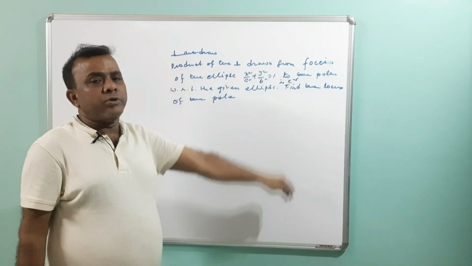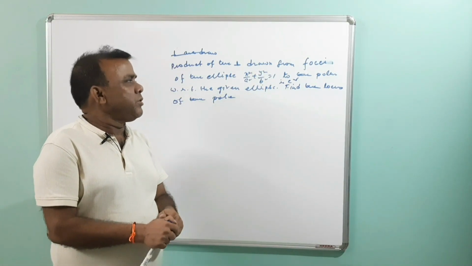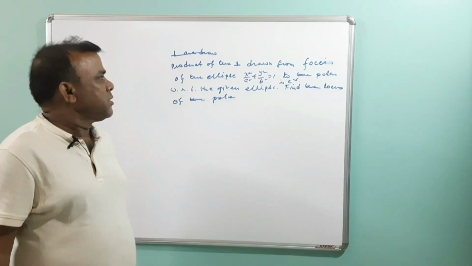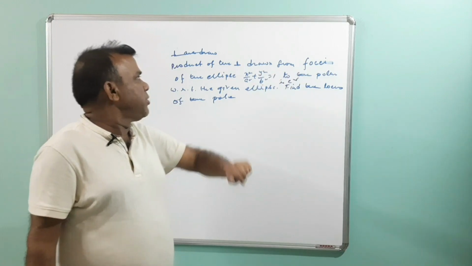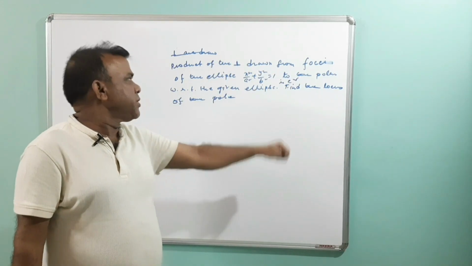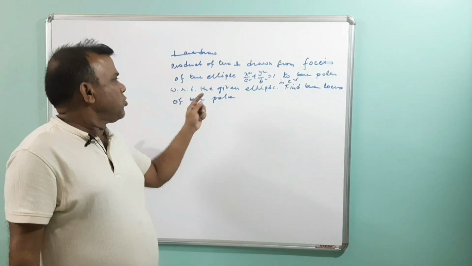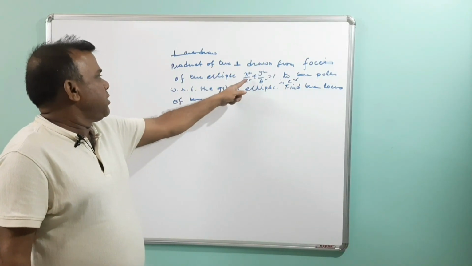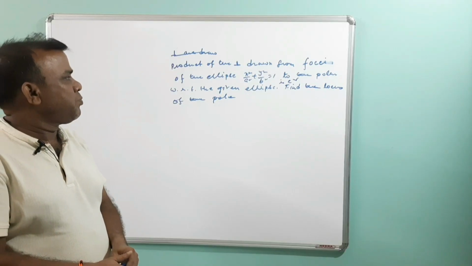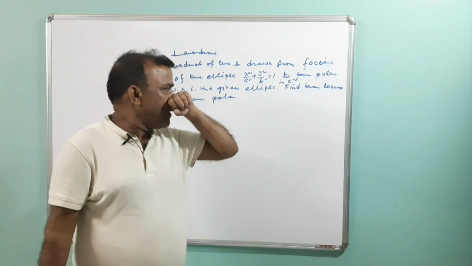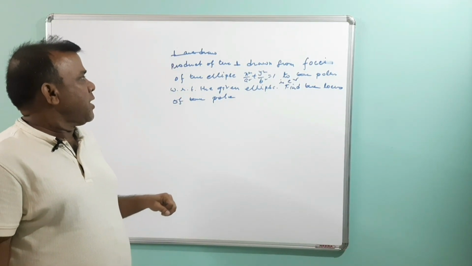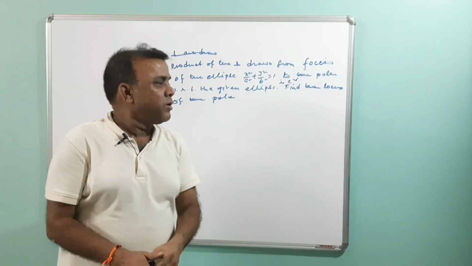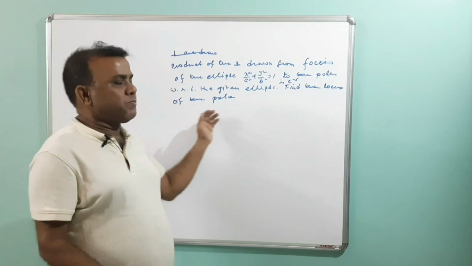Product of the perpendicular, that means length of the perpendicular. As the ellipse has two foci, therefore perpendiculars are drawn from two foci to the polar of the ellipse x square by a square plus y square by b square equal to 1, and product of the length of the perpendicular is c square. We have to find the locus of the pole. Okay.